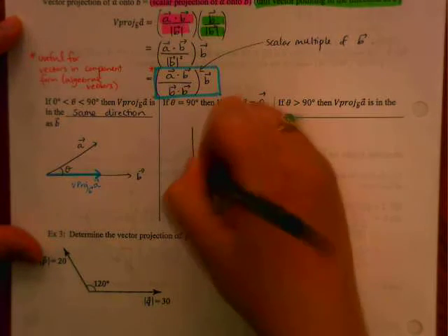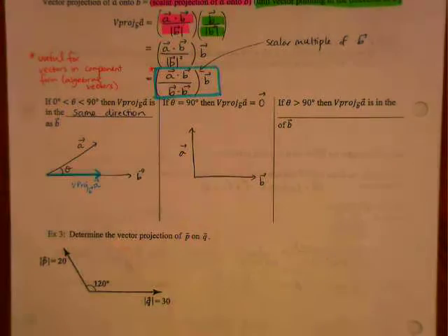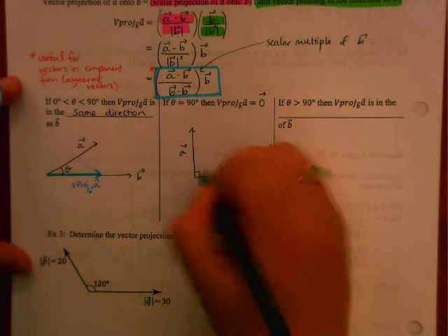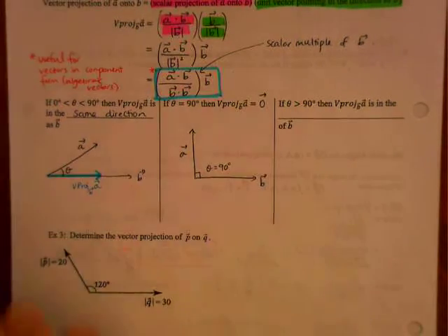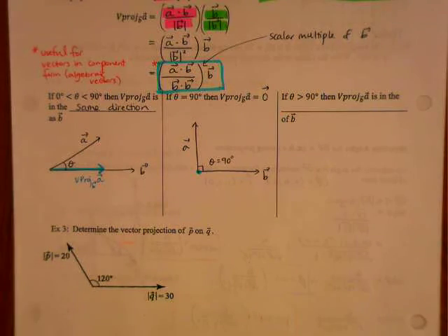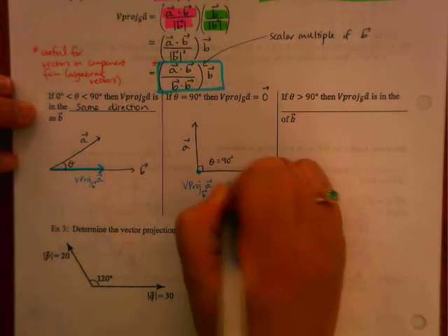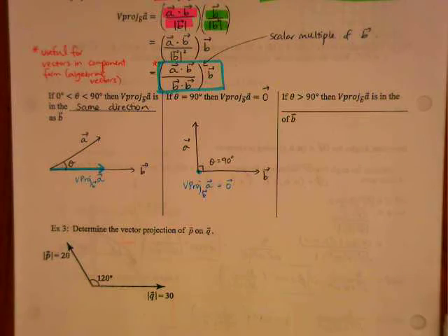So basically, you have vector A, you have vector B. They are perpendicular to each other. And then there's your vector projection of A onto B, which is the 0 vector. Remember, 0 vector means that the magnitude is 0 and the direction is unspecified.